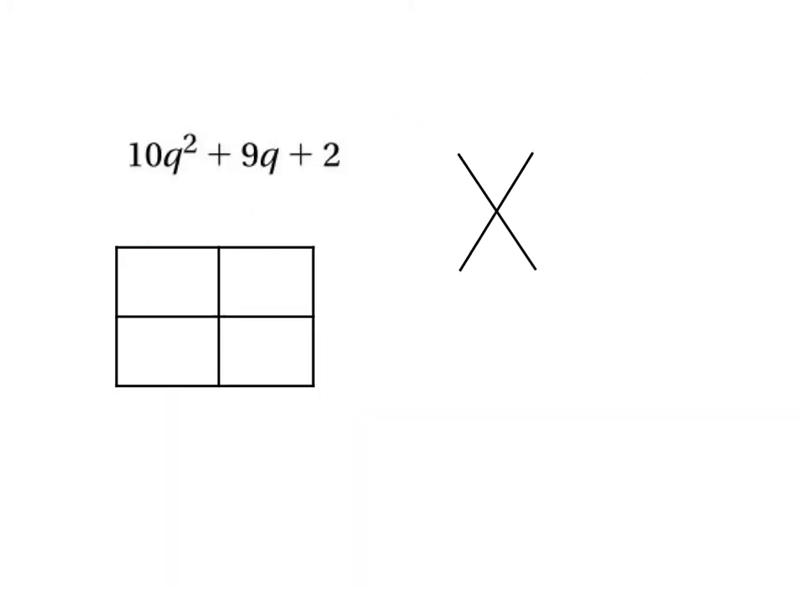All right, here's another. So we are going to continue to solve this. First of all, I have no greatest common factor. I'm going to fill in my first and last term. So I have 10q squared and then a positive 2. So for my x puzzle, I have 20 and 9.